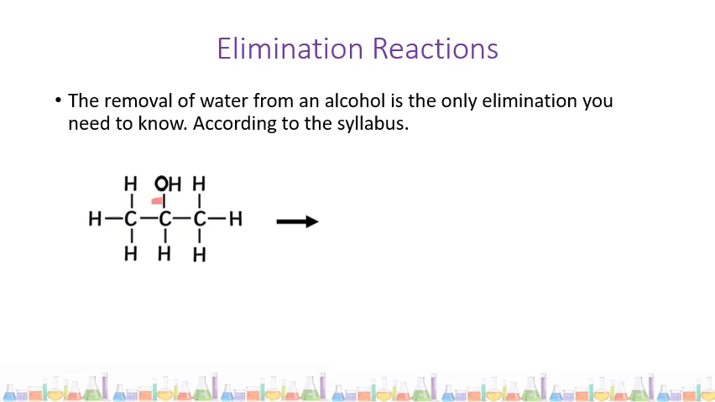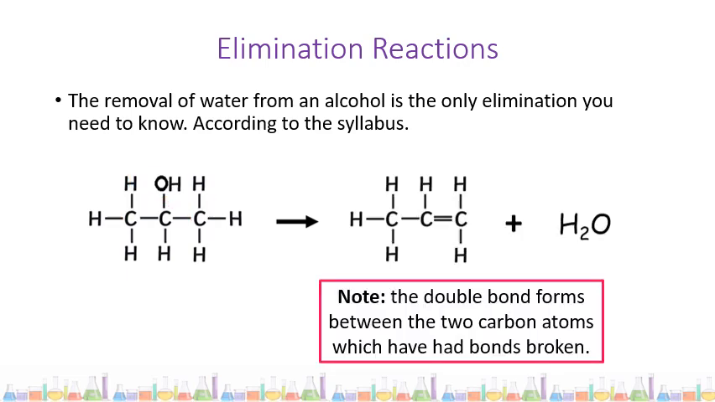So you're going to break the bond between carbon and oxygen and then one of these carbon-hydrogen bonds. And what we'll see happening is that we will get a double bond forming between the carbon. So in this case, we're breaking that bond. A double bond forming between the 2 carbons which have had bonds broken. And we have the formation of H2O here.